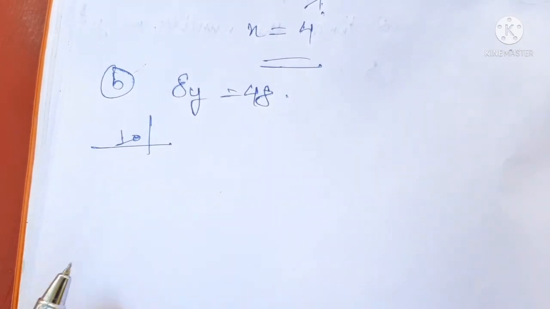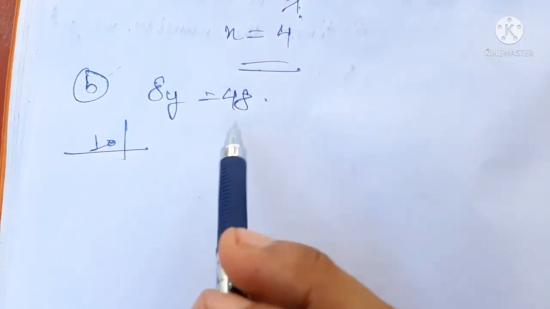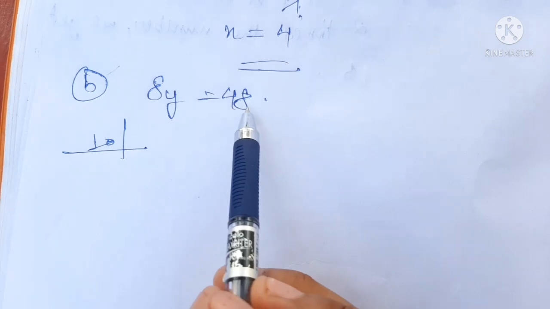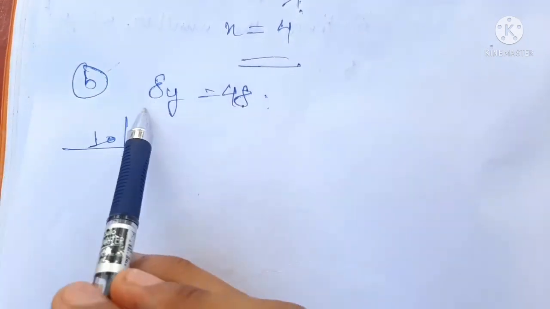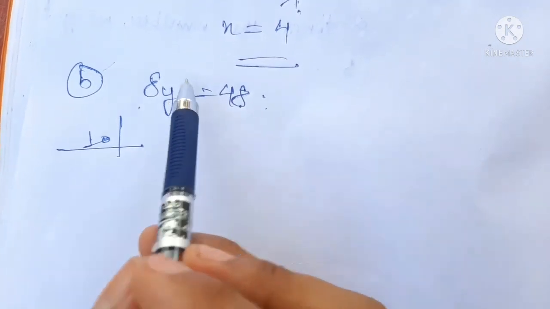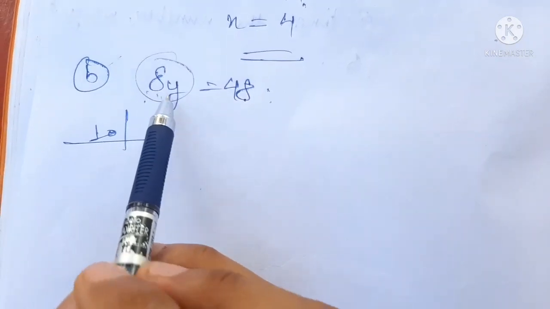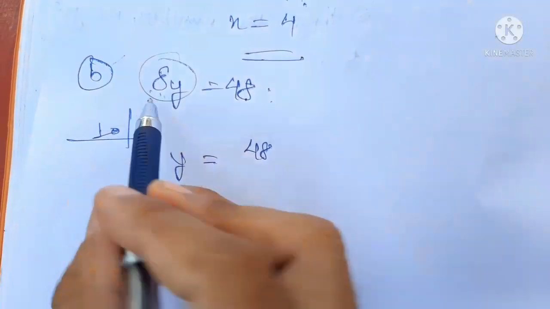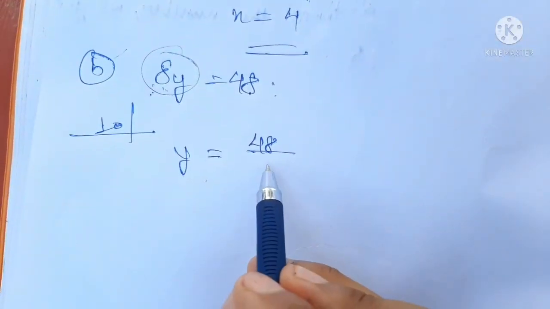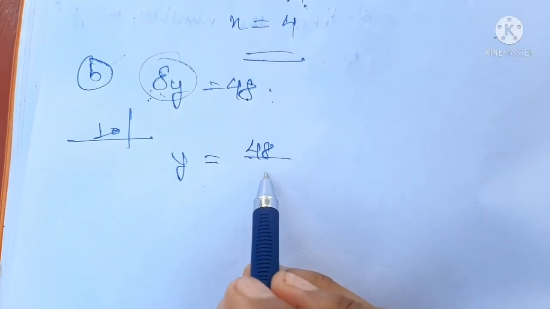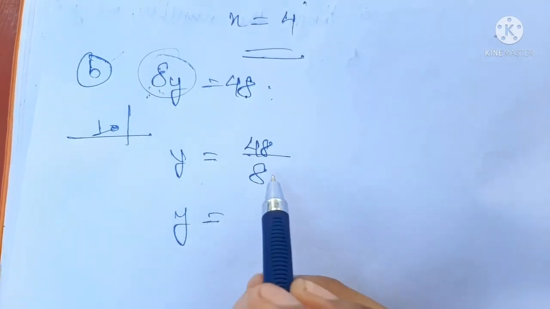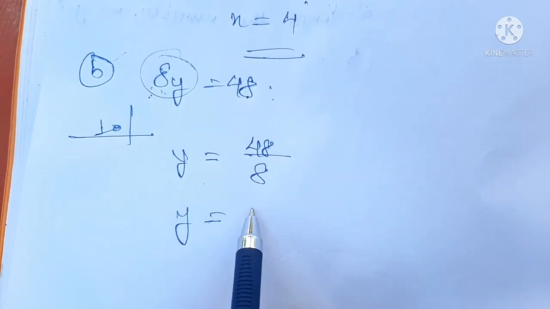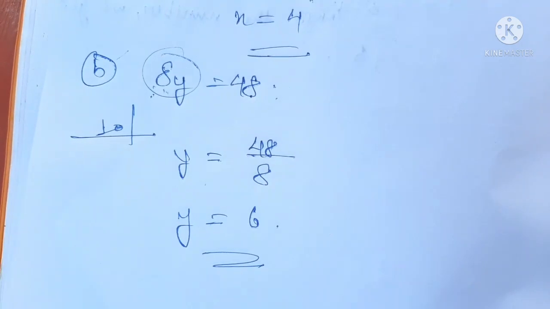And in question number B, as I have discussed earlier, this is the right hand side and this is called the left hand side. In the left hand side there is only 1 term, right? So now this 8 will go to the denominator, which means 48 will be divided by 8. If you cancel, then you will get here 6. So this is the answer of this question.